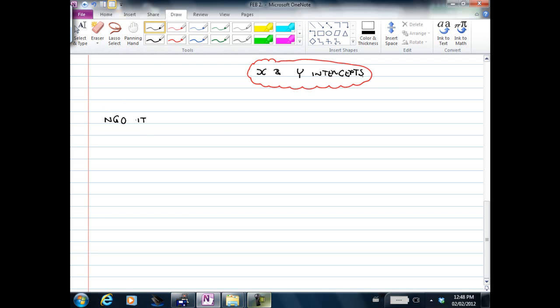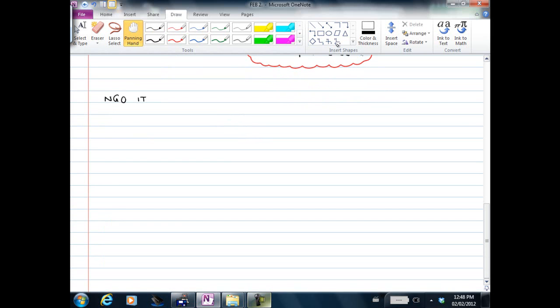Here's how it works. I drew a rough sketch before, and I showed you what the x and y intercept was. Okay. So let's draw.